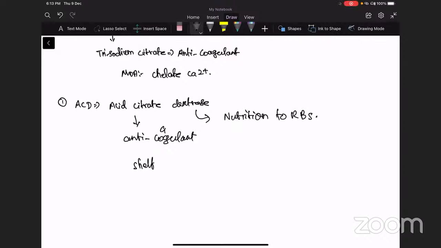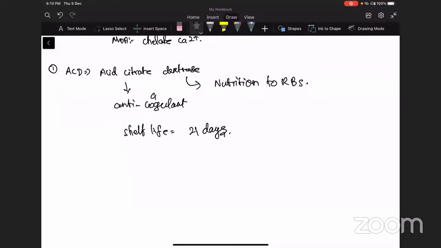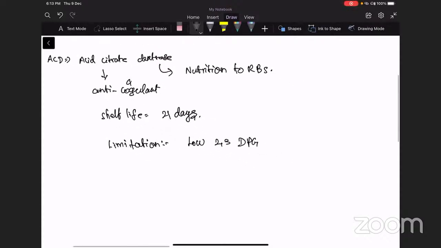Shelf life of ACD blood is going to be 21 days. Limitation is it has low 2,3 DPG. You must have learned it in biochemistry and physiology. Low 2,3 DPG means there will be low oxygen delivery.